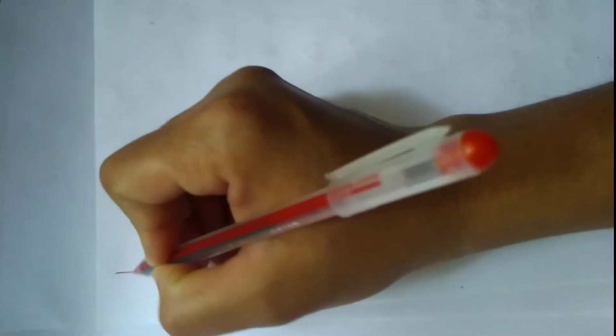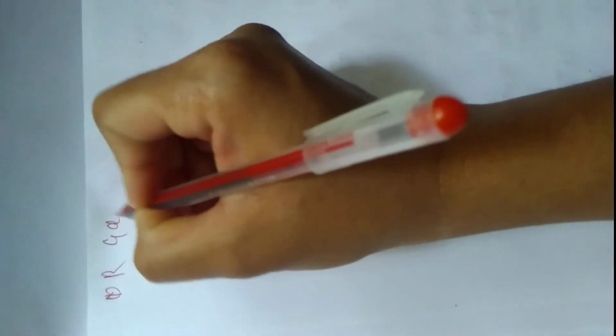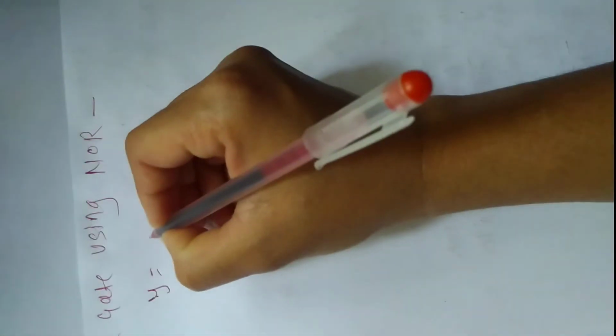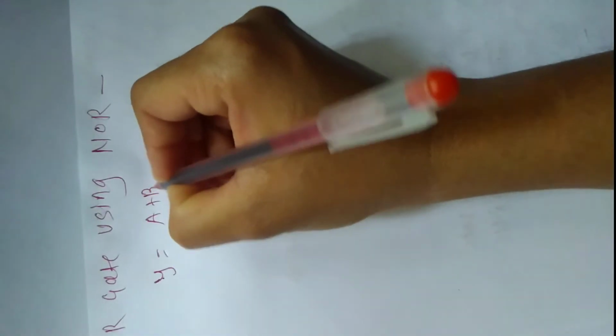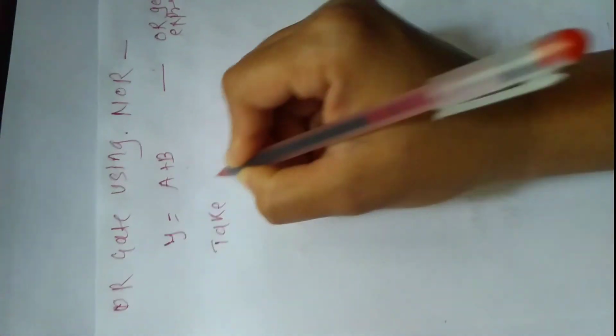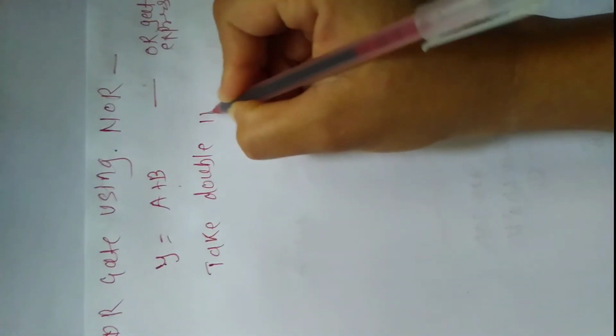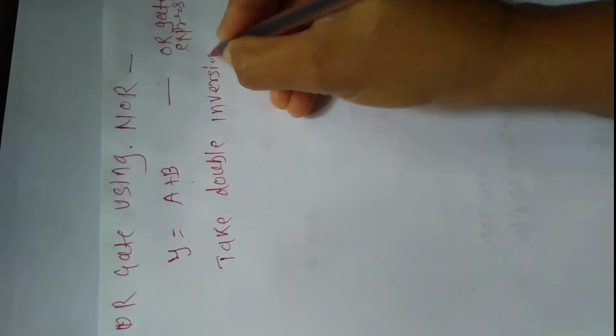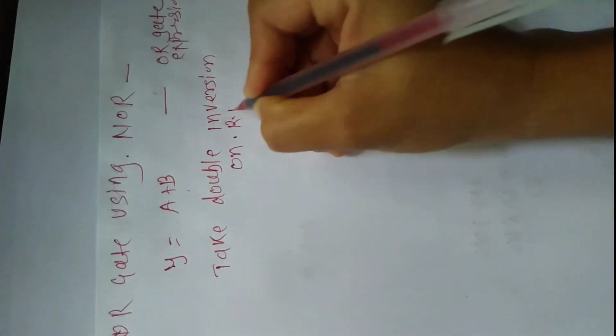Next universality, OR gate using NOR. The expression of the OR gate is y is equal to a plus b. This is the OR gate Boolean expression. This expression is converted into NOR gate. So take double inversion on the RHS side.